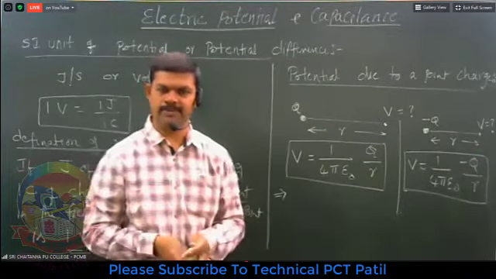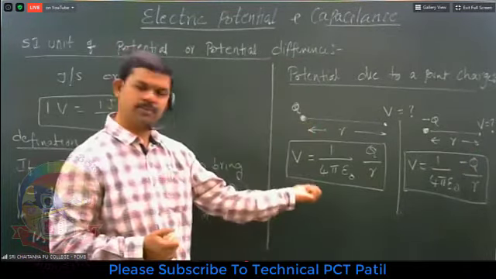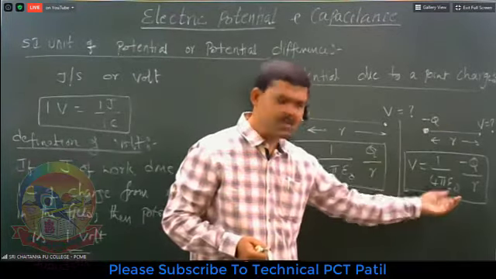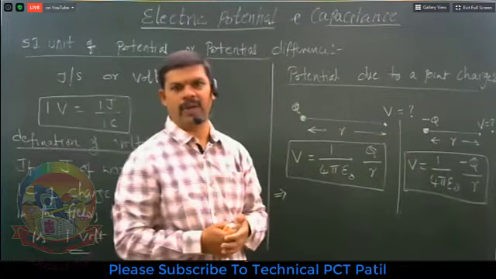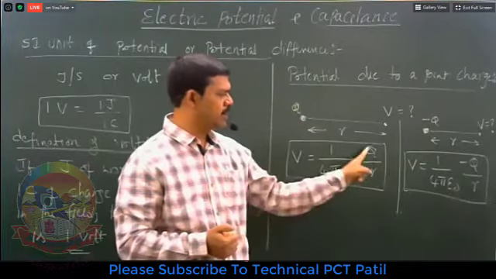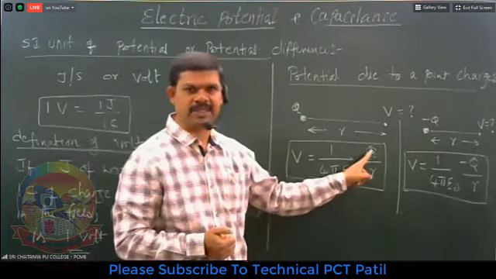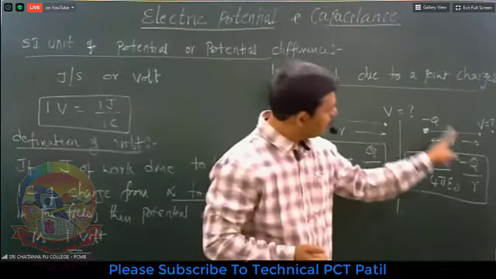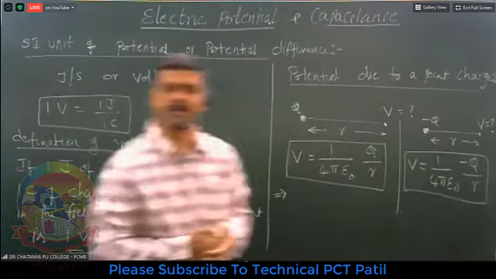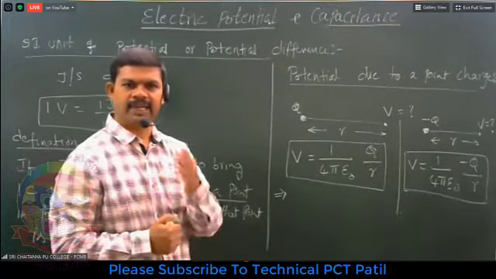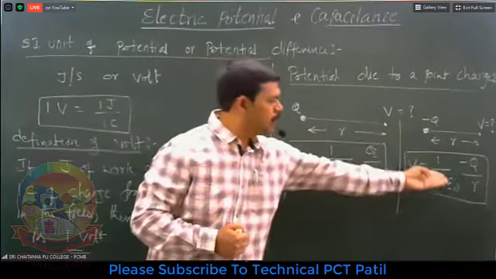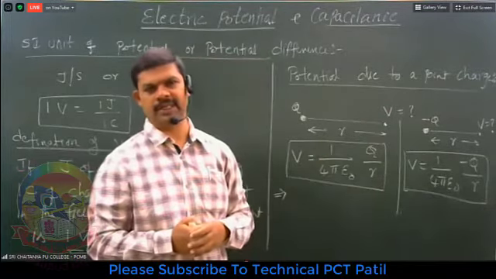Note points. Due to a positive charge, potential is positive. Due to a negative charge, potential is negative. Whenever you are calculating potential at any point, if the charge is given positive, take positive charge plus Q. If given negative, take its sign also, minus Q by R. That tells you positive charge creates positive potential, negative charge creates negative potential.